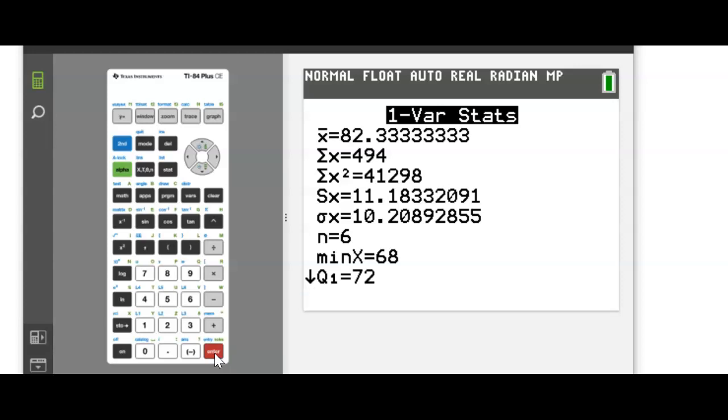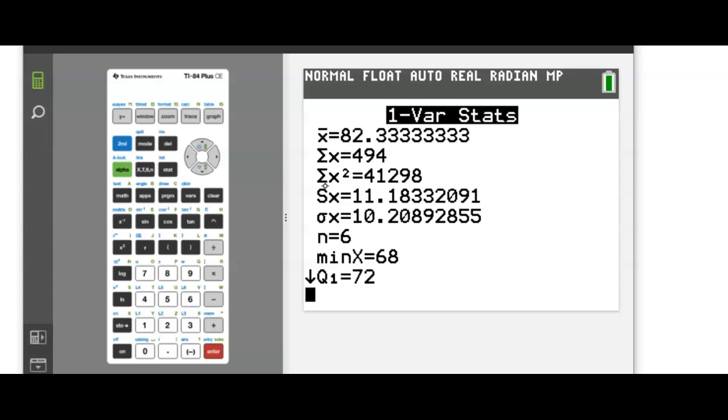We care about the very first thing where it says X bar, and then we also care about the standard deviation, which is the one that says SX. There are 2 standard deviations. There's a sample standard deviation and a population standard deviation, which we didn't really talk much about, but what's really important is that you know that we're using the one that has the capital S in front.